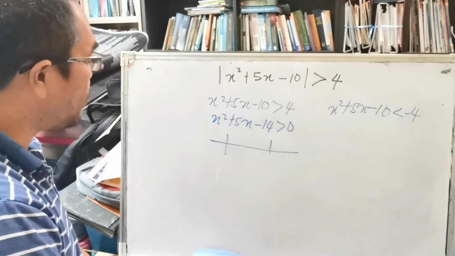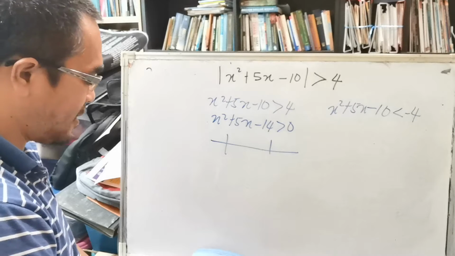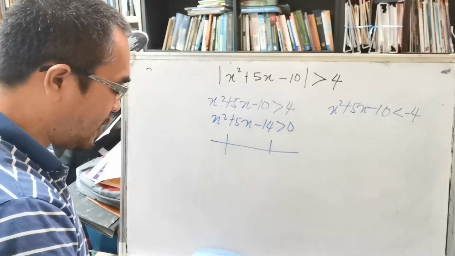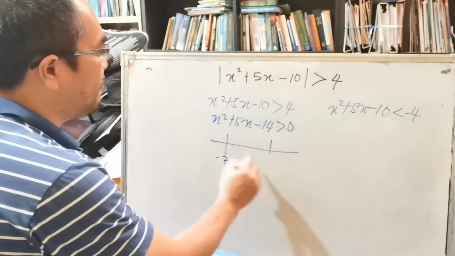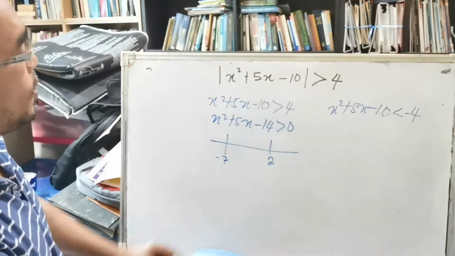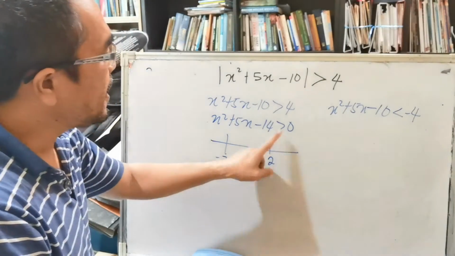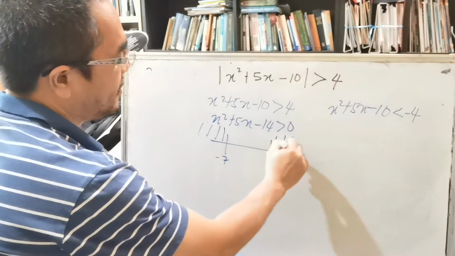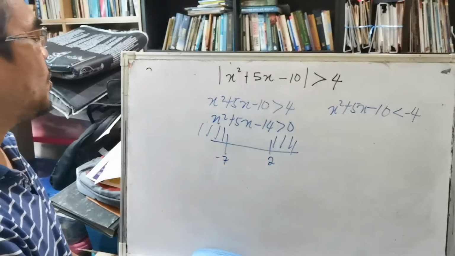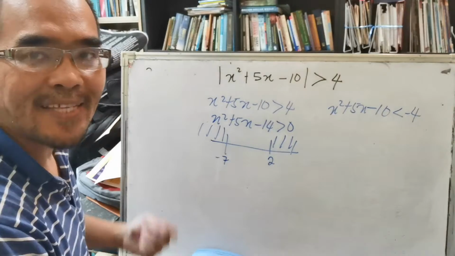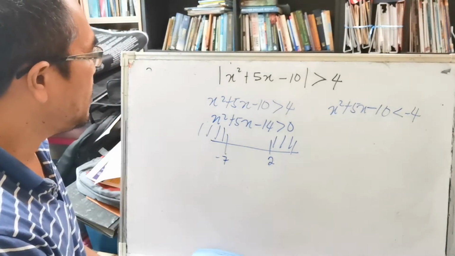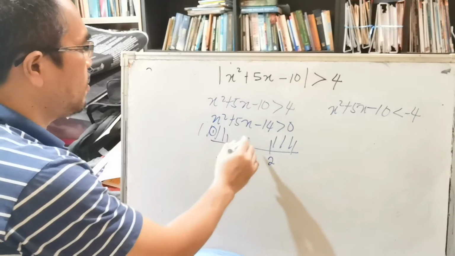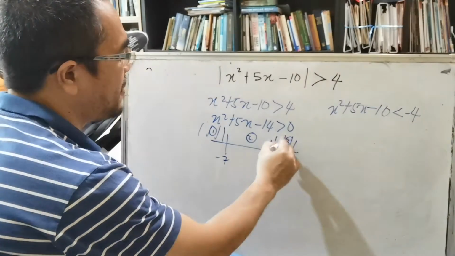So A will be 1, B will be 5, and C will be negative 14. So one of the value is 2, the other one is negative 7. If you remember, if this is larger, the value is always outside here, outside the border. So how do we know that? Let's try one of the value. You pick any value from this place, or this place, or this place.